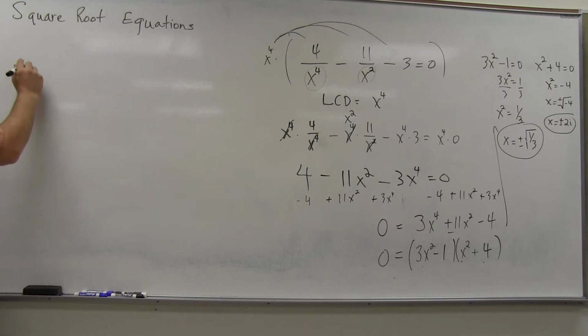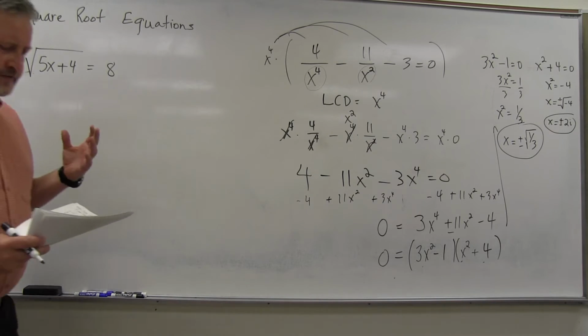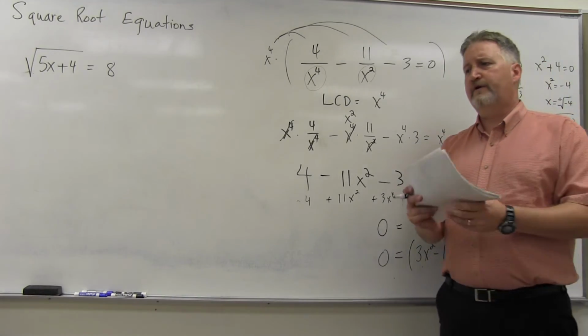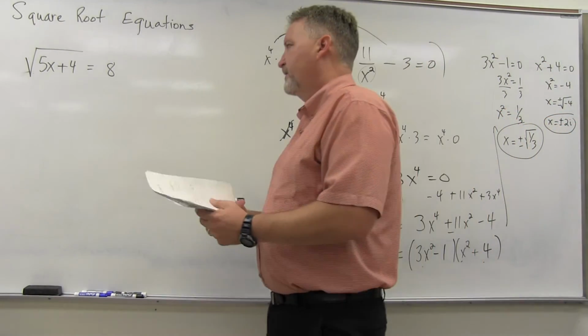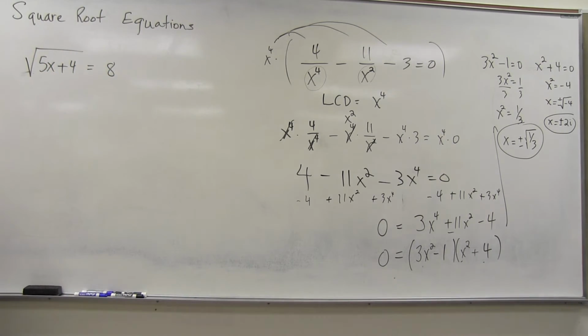Well, the most basic one would be like the square root of 5x plus 4 equals 8. On a square root equation, the basic idea is to get rid of the square root. They can get complicated pretty quickly, but this one's a fairly simple one. And the technique here is just to square both sides.